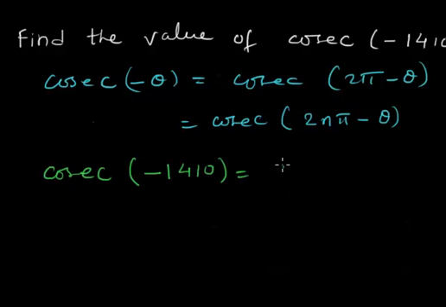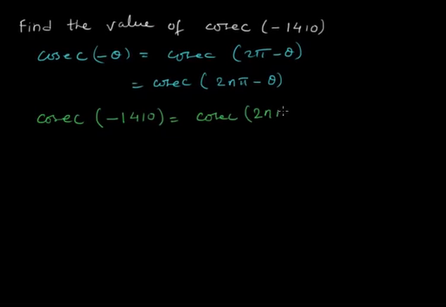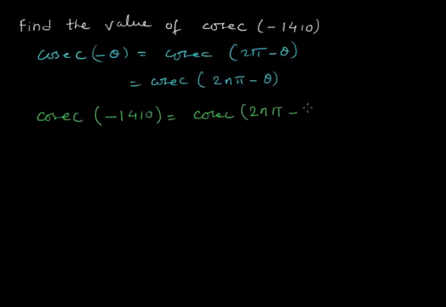It can also be expressed as cosec(2nπ - θ). Theta is the same value as 1410. So what should be this n, so that overall 2nπ should be a value greater than 1410? Suppose I put this n as 4, so 8π minus 1410.